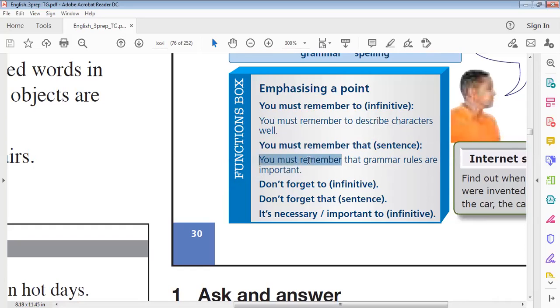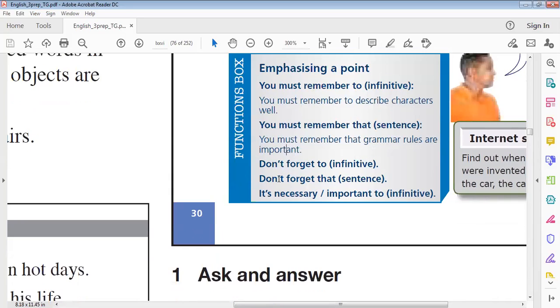Like this, you must remember that grammar rules are important. So you are focusing here on something. You are emphasizing. Don't forget to is like you must remember to. And after this phrase, you'll put an infinitive. Don't forget that. After don't forget that, you will put a sentence. Don't forget that the grammar rules are important.